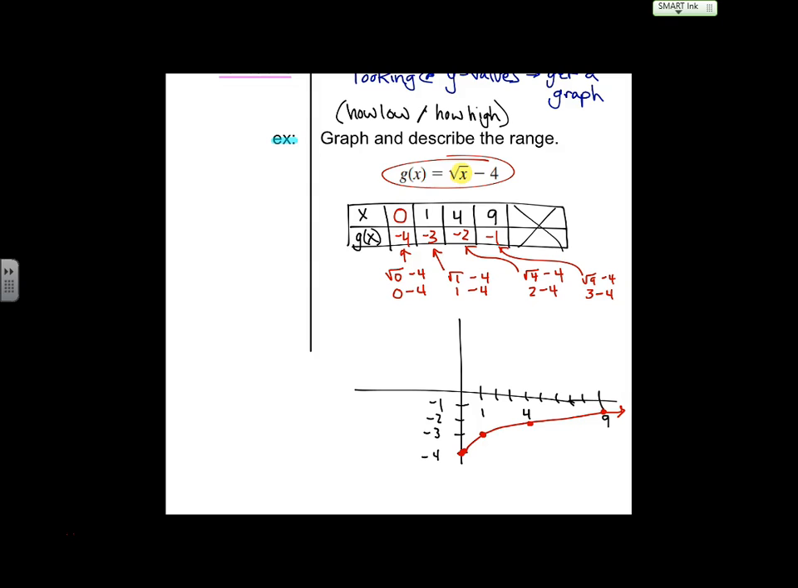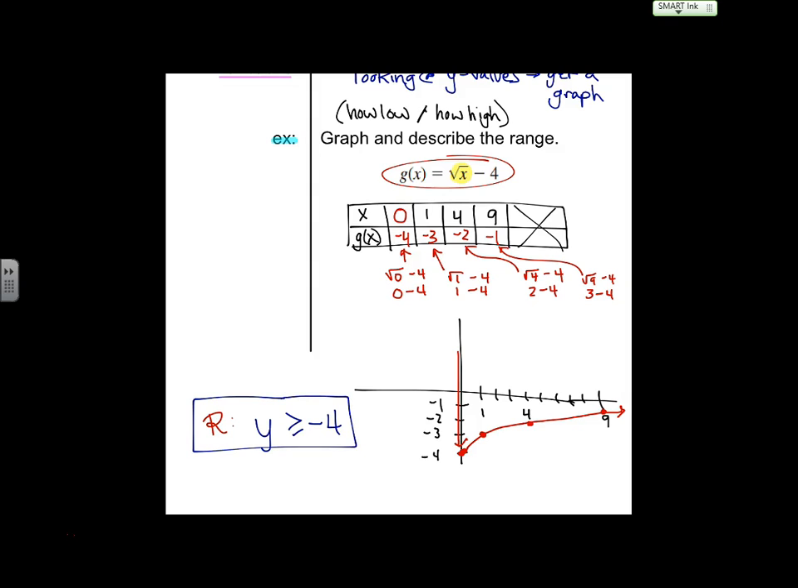Help me out. If we're thinking about range, how low does it go? What's the lowest y value that's possible? So how are we going to write the answer if -4 is the lowest y can go? Greater than or equal to -4.